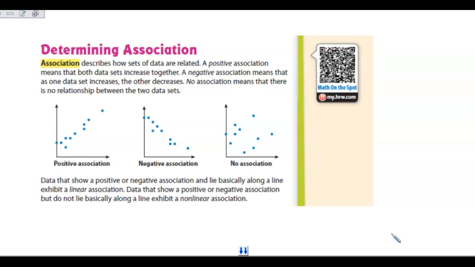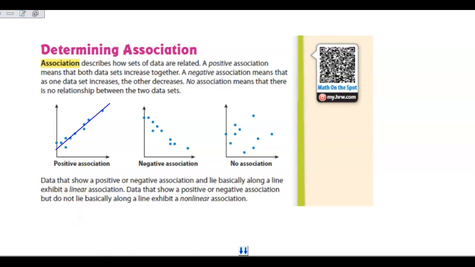A positive association means that both data sets increase together. So as one is increasing, the other is increasing. If my independent is increasing and my dependent is increasing, I'll get something that looks like this. One way of looking at this is to draw a line through it. Does it look like it is going up to the right? And it very clearly does. So this is a positive association.